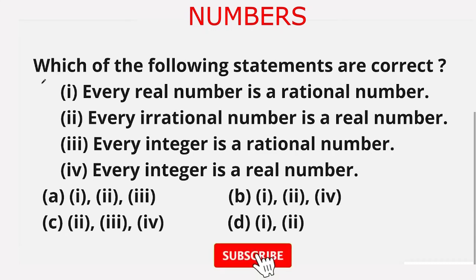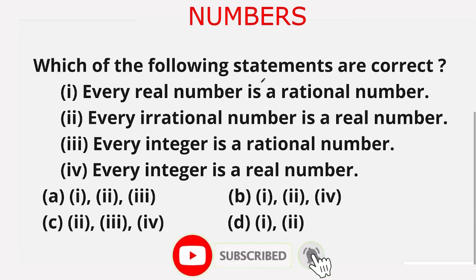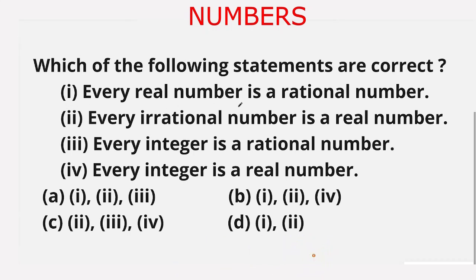Our question is, which of the following statements are correct? Statement 1. Every real number is a rational number. Statement 2. Every irrational number is a real number. Statement 3. Every integer is a rational number. Statement 4. Every integer is a real number.